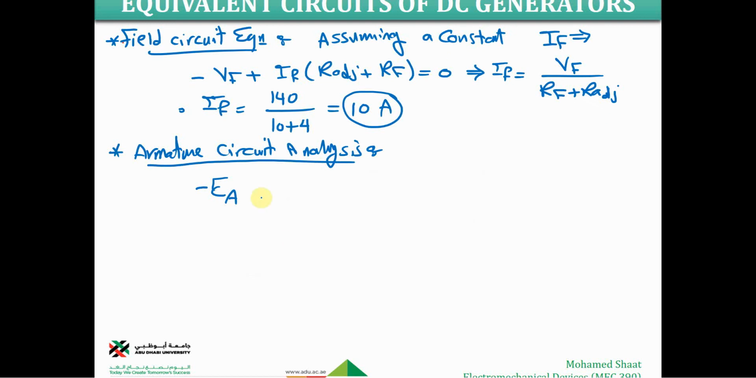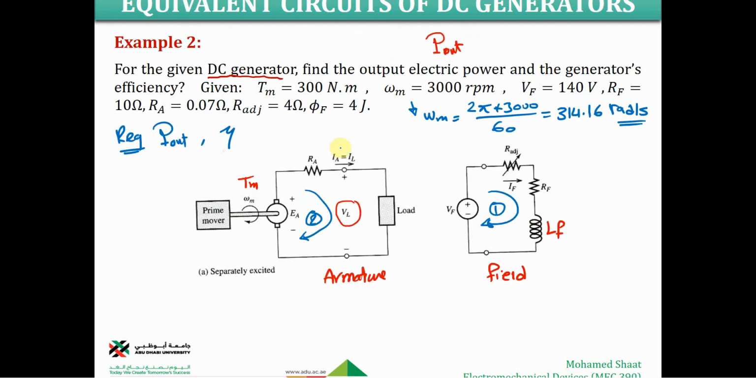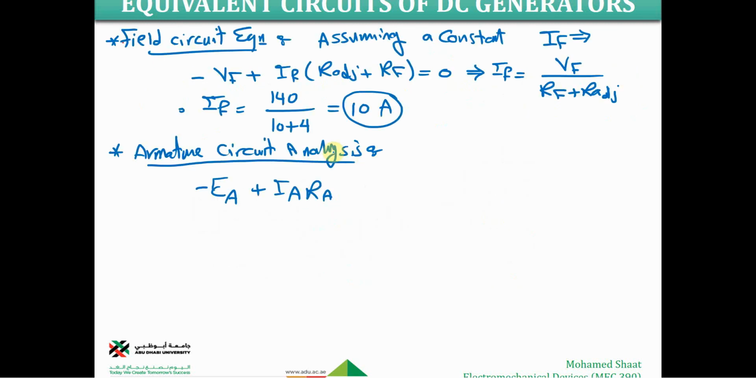So this is going to be the input to this electrical circuit or this loop. And there is another output here, which is plus IA times RA. IA is the armature current, which is going to be the same as the load current, plus VL, the output voltage, equals 0. The objective is just to find VL. From this equation, moving the others to the other side, VL equals EA minus IA times RA.